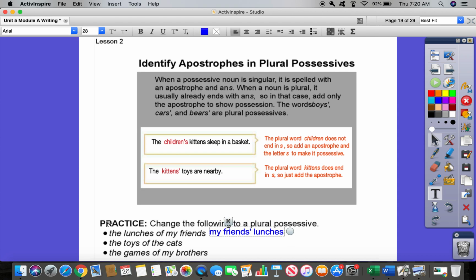The second example, the toys of the cats. What we would say would be the cats' toys. And then the final example is the games of my brothers. We would change that and say my brothers' games. Now all of these examples end in S already, so all you would have to do is add the apostrophe after.